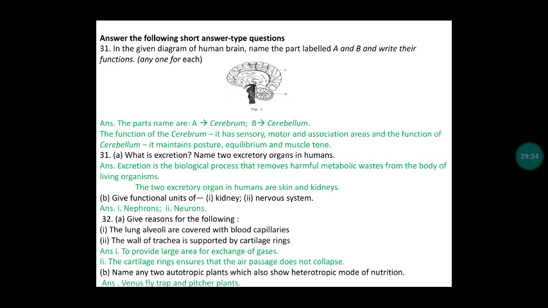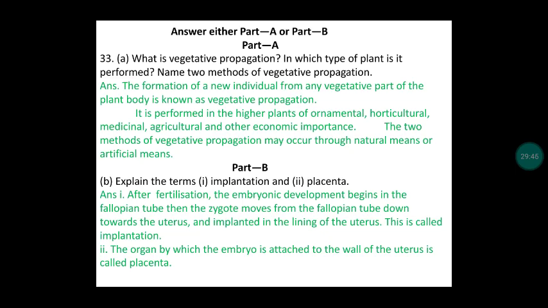Name 2 autotrophic plants which also show heterotrophic mode of nutrition. That will be the Venus flytrap, pitcher plant, sundew, and many more. What is vegetative propagation? In which type of plants is it performed? Name 2 methods of vegetative propagation. The formation of new individuals from any vegetative parts of the plant's body is known as vegetative propagation. It is performed in the higher plants of ornamental, horticultural, medicinal, agricultural, and other economic importance. The 2 methods of vegetative propagation are natural means or artificial means.